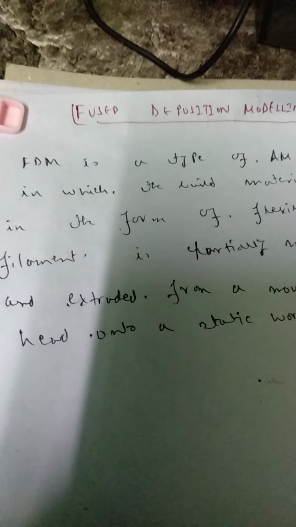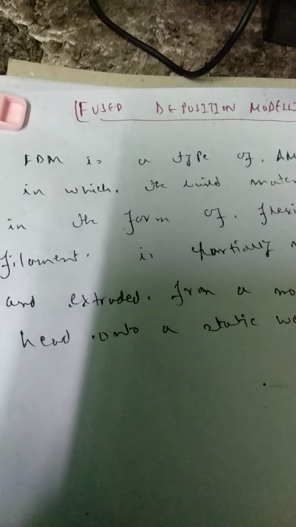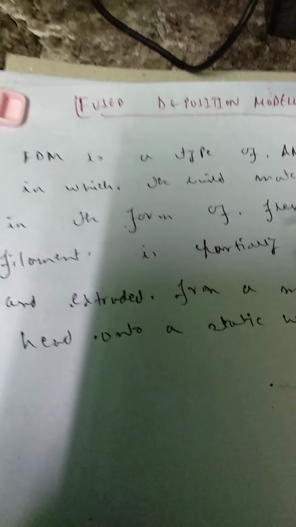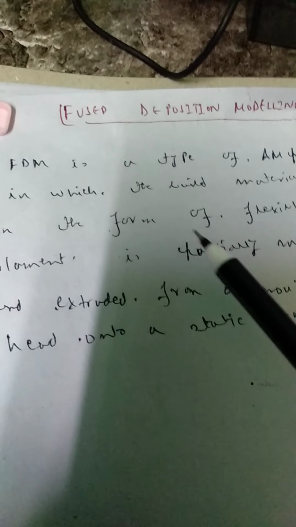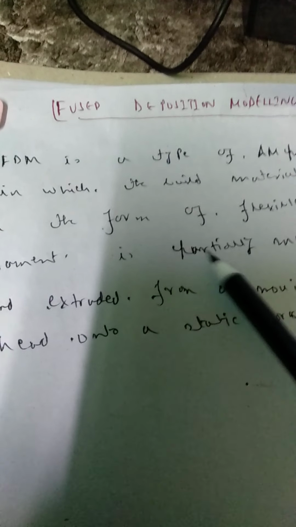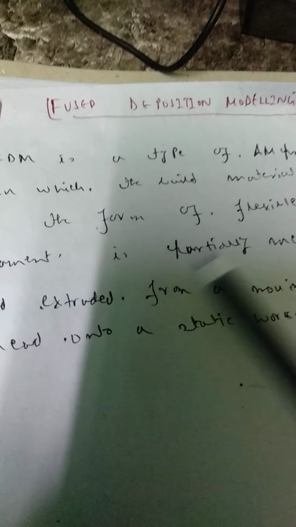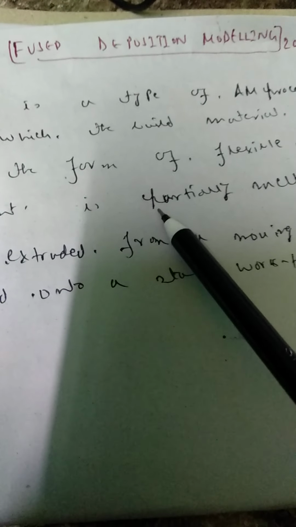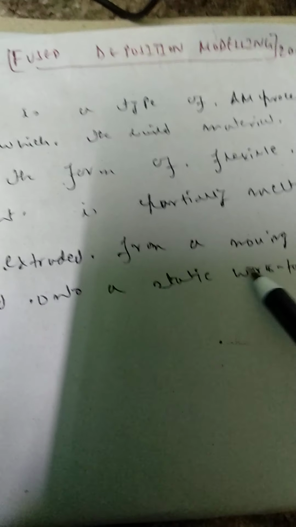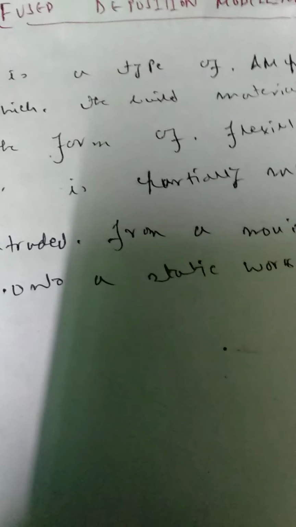So this is a rapid additive manufacturing process in which the build material in the form of a flexible filament is first melted, and then this melted material is deposited on a static work table, layer by layer, and finally the desired model is created. We'll now discuss this process in detail, first some of the developments of this process.